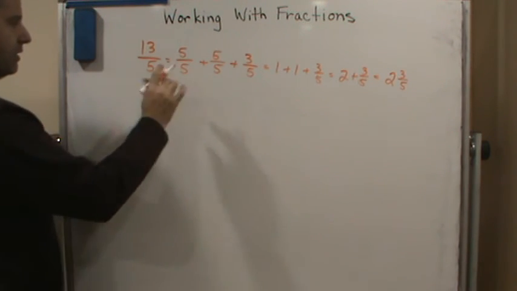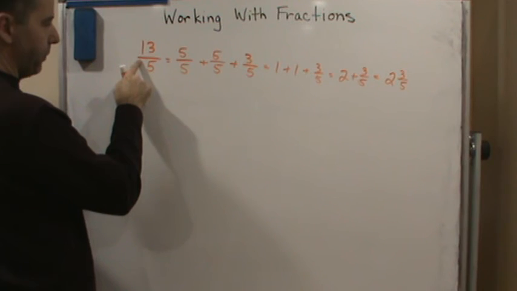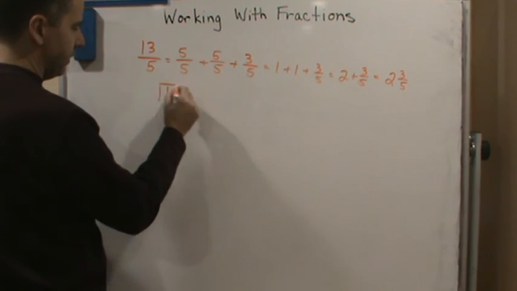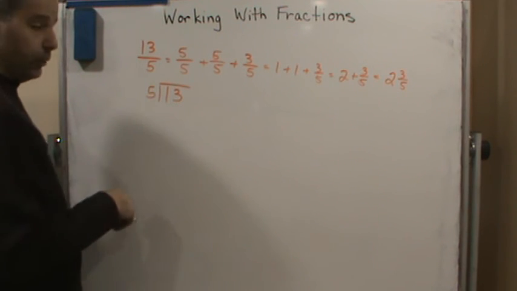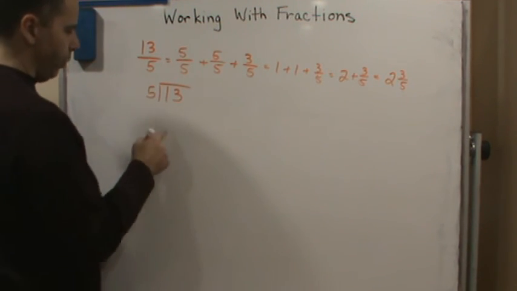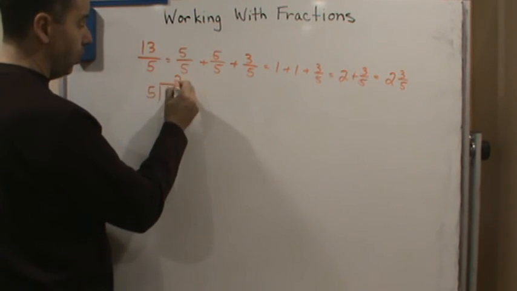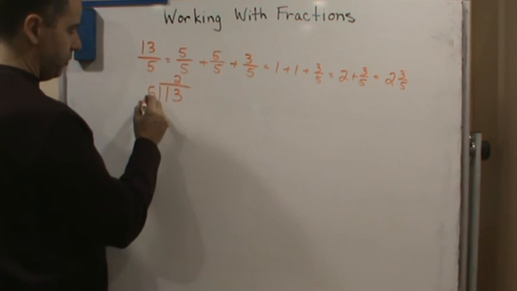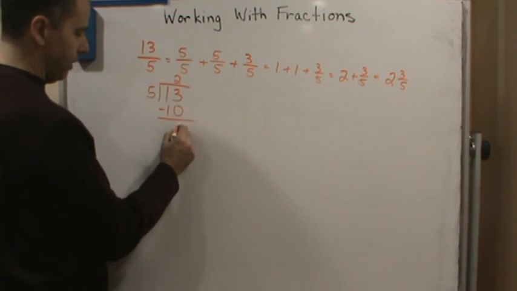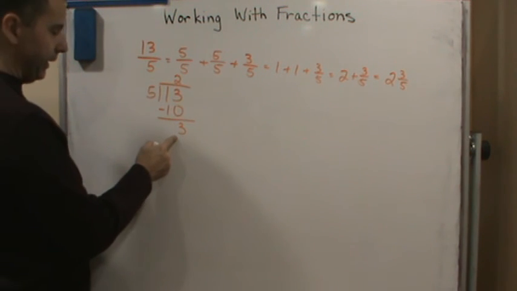Now, let me show you one more way. So let's do this as a division problem, since that's what this fractional bar represents, is division. So we're going to take 13 divided by 5, just like we've done in the previous videos. Let's divide. Well, how many times does 5 go into 13? 2 whole times. 5 times 2 is 10. Take the 10, we subtract off 10, and we end up with 3. We can't go any further. So we have a remainder of 3.